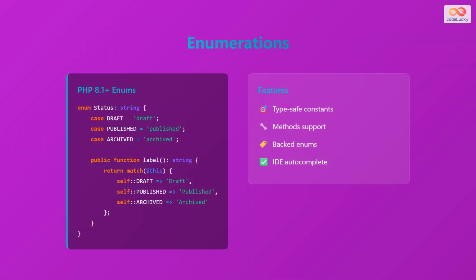Enumerations, or Enums, were introduced in PHP 8.1 as a way to define type-safe constants. Here's an example. The Status enum defines three cases: Draft, Published, and Archived, each with a corresponding string value. The enum also defines a method to return a label for each case. Features of enums include type-safe constants, method support, the concept of backed enums, and IDE autocomplete support.